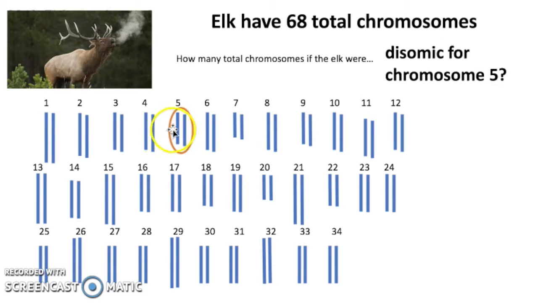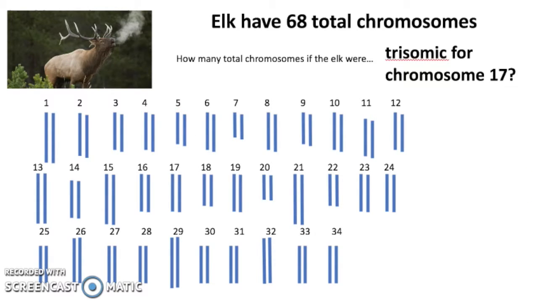So with chromosome 5, we already have our 2 sets because the elk is a diploid. So we would follow the same layout. We would have the 34 total chromosomes multiplied by 2 since it's a diploid, and it's already disomic for chromosome 5, so we'll have a total of 68 chromosomes.